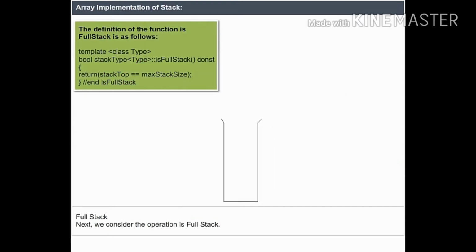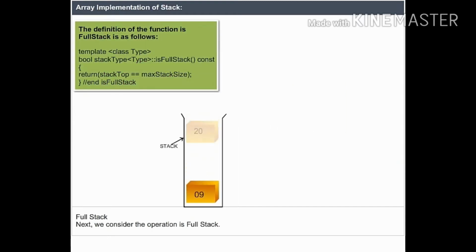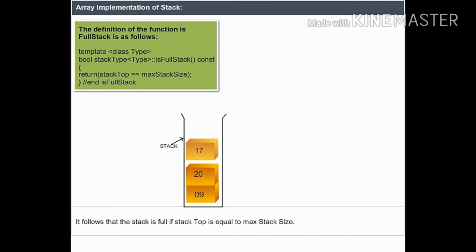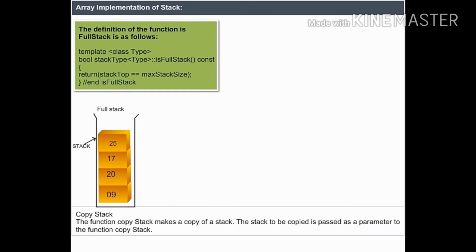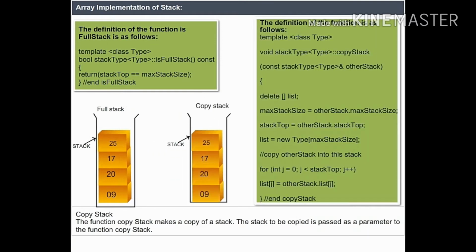Full stack. Next, we consider the operation is full stack. It follows that the stack is full if stack top is equal to max stack size. Copy stack. The function copy stack makes a copy of a stack. The stack to be copied is passed as a parameter to the function copy stack. We will, in fact, use this function to implement the copy constructor and overload the assignment operator.